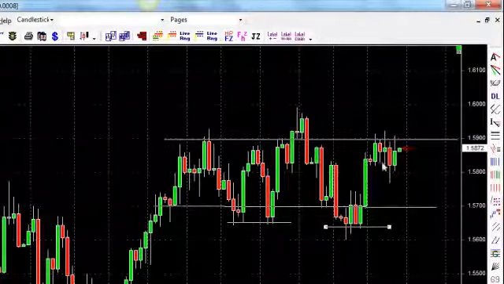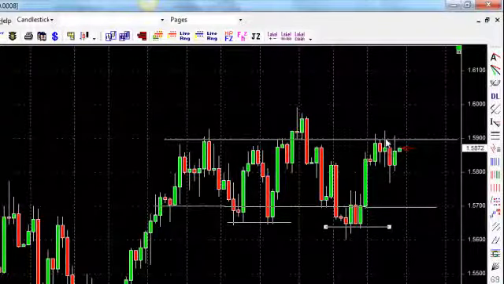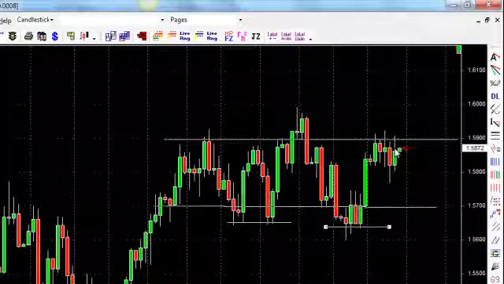sold this pair, had a nice run down. I think we sold right in here a couple days ago. Had a nice run down. We closed out our profit early on most of it. Then we moved our stop loss into the money, because originally our stop loss was up here, and eventually we got stopped out on Friday in profit, another chunk of pips.